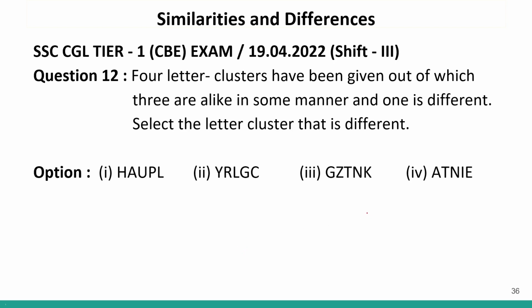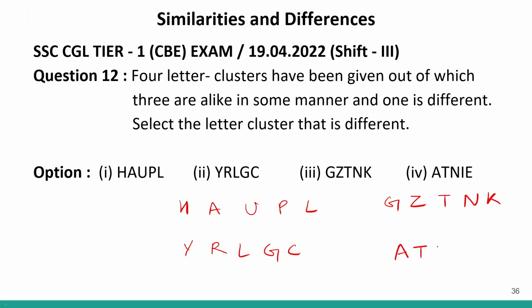Now, same type of question. Let us solve. So, HAU, PLY, RLG, CGZ, TNK, and ATNIE. Let me quickly give them forward ranks. H is 8, this is 1. U is 21, P is 16, L is 12. G is 8, this is 26, this is 20, N is 14 and K is 11.